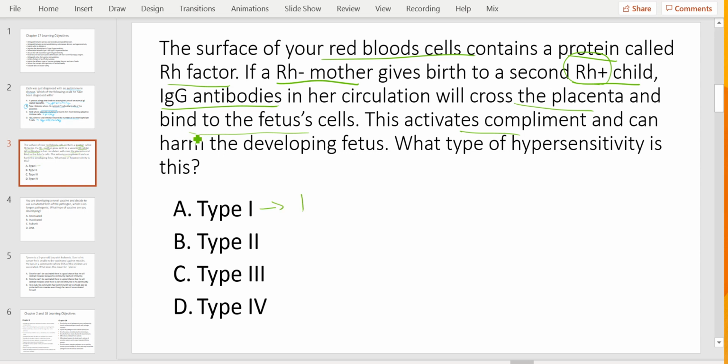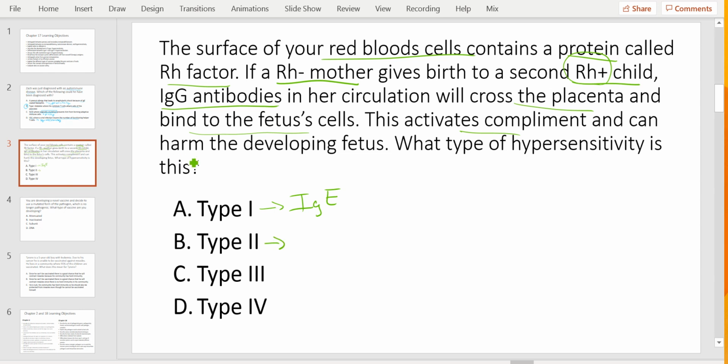Remember, type 1 involved IgE, and that's where IgE bound to the mast cells, and then later, when that IgE binds to its antigen, it signaled those mast cells, not mast cells, basophils, to release things like histamine, and then that histamine causes the effects of an allergy.